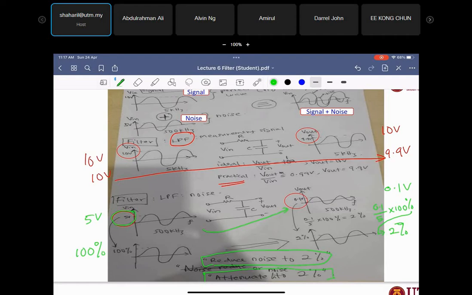So how do we do that? How do we reduce the noise to 2%? By choosing the values for R and also C. This is for the low pass filter. We will look at what is meant by low pass filter. You need to choose the values for R and C in order to reduce the noise to 2%. So you know what I mean, guys? Is it clear? Clear to you, right?